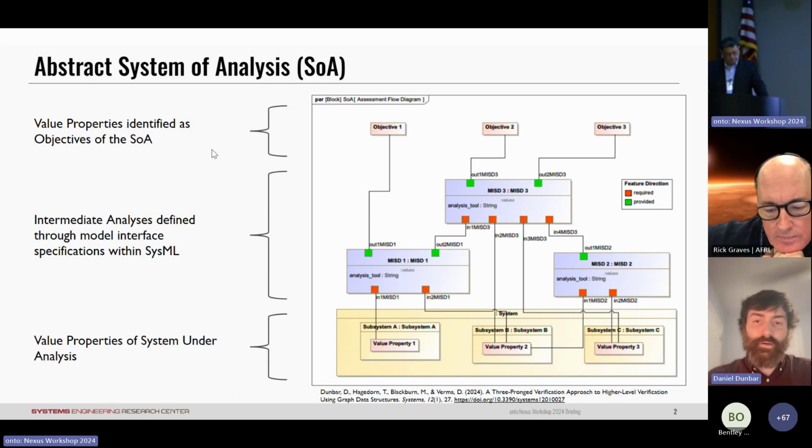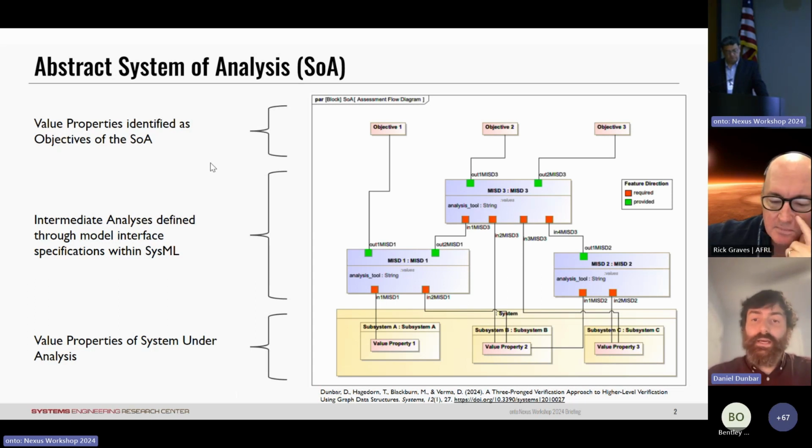And this really builds off of Dr. Matt Chili's work with the integrated systems engineering decision methods on how to take a system under analysis, feed it through several different intermediate models to get to high-level analysis objectives.